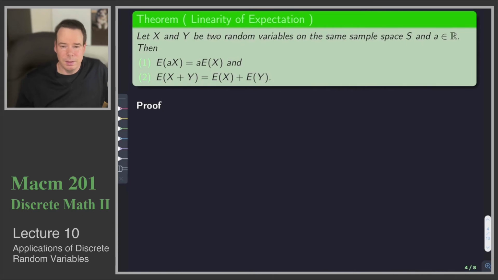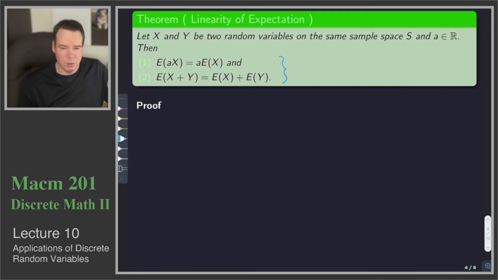Now here is one of the most important properties we have about expectation. Expectation is a linear function. That's what these two properties are saying. So if X and Y are two random variables on the same sample space, and a is some real number, then if I form a new random variable, aX, which just gives me the value of the old random variable and multiplies it by little a, then the expected value of that random variable is just little a times the expected value of the original random variable.